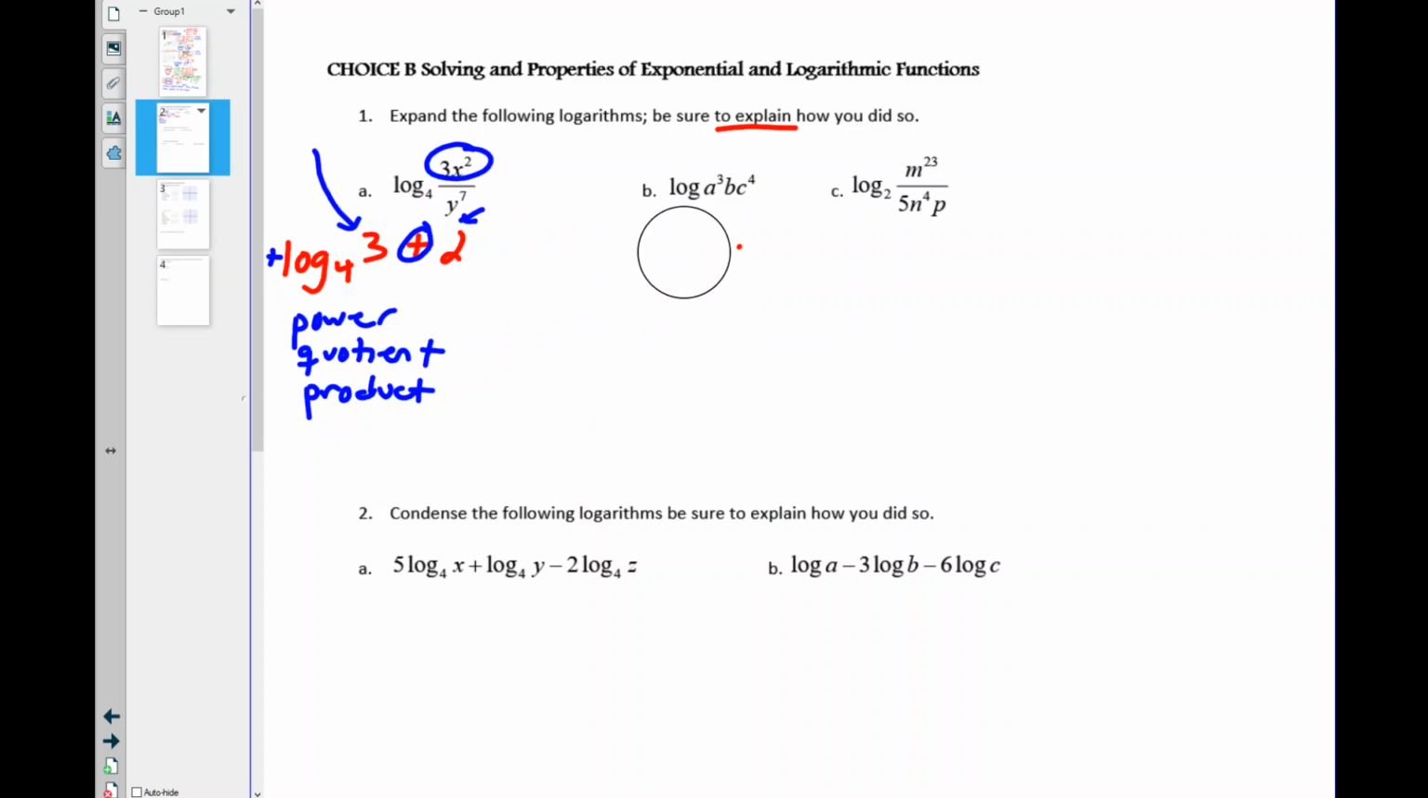I don't have that much space, so let me erase this one here. Okay, this one should be a little bit easier because there is no quotient here. What am I going to write first? 3 log A, good. Okay, this is a base 10 log. What am I going to write next? Plus log B. What am I going to write last? Plus 4 log C.